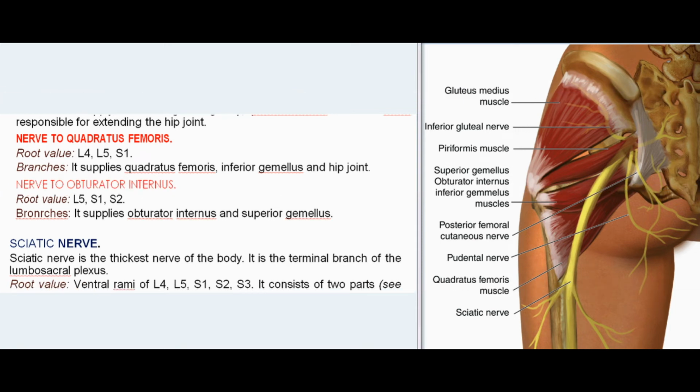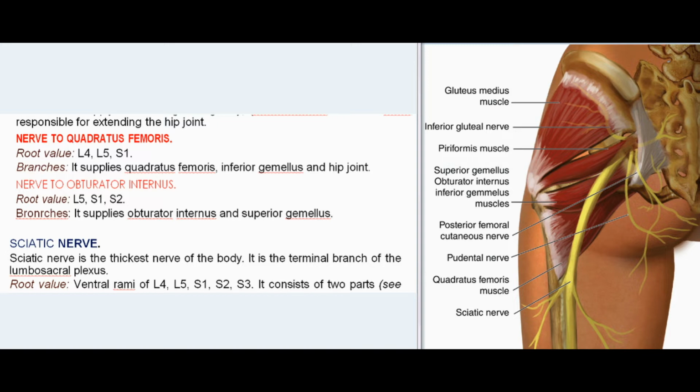Nerve to quadratus femoris. Root value: L4, L5, S1. Branches: it supplies quadratus femoris, inferior gemellus, and hip joint. Nerve to obturator internus. Root value: L5, S1, S2. Branches: it supplies obturator internus and superior gemellus.